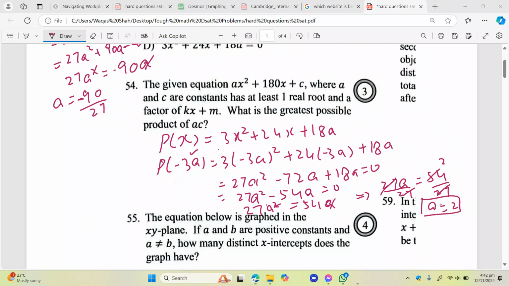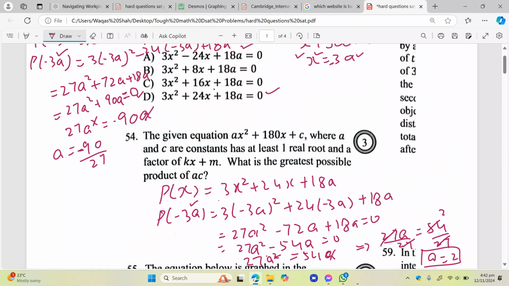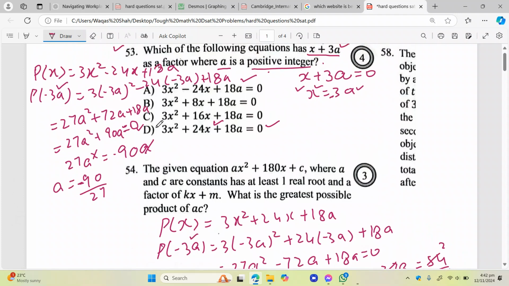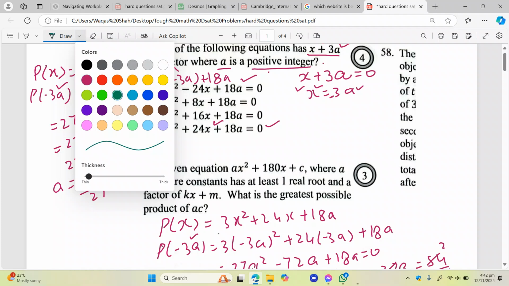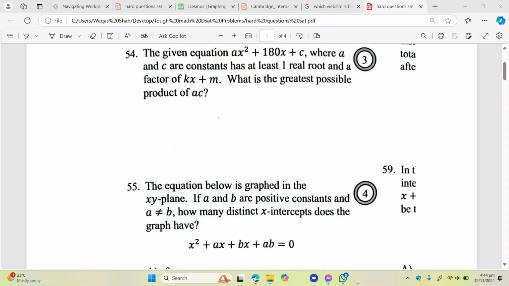Okay, you can see that a is positive and a is an integer, so it means that this d is the equation of which x plus 3a is a factor, so we will choose d, right? So this is the correct answer. I hope, students, it's clear.